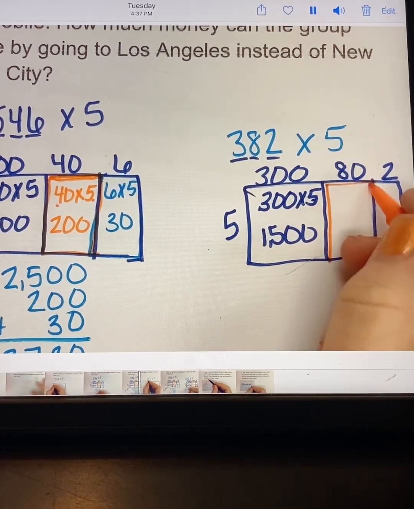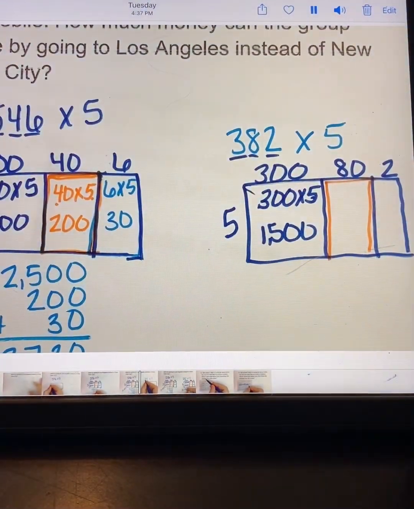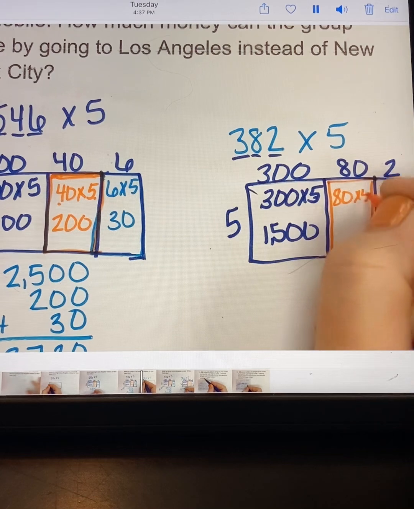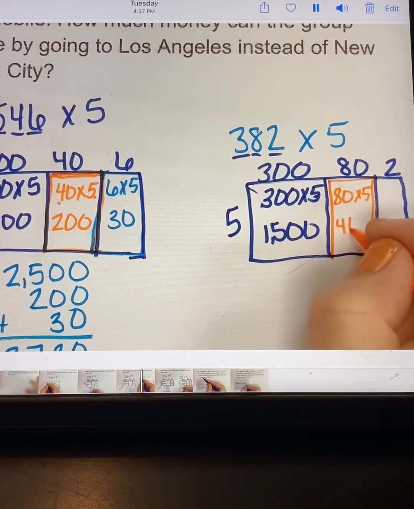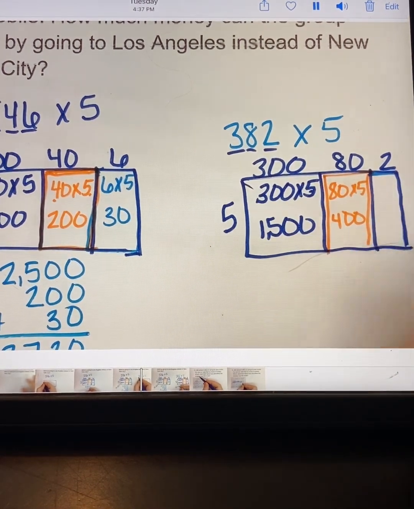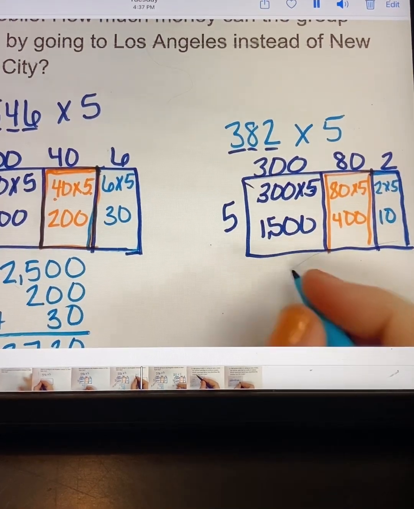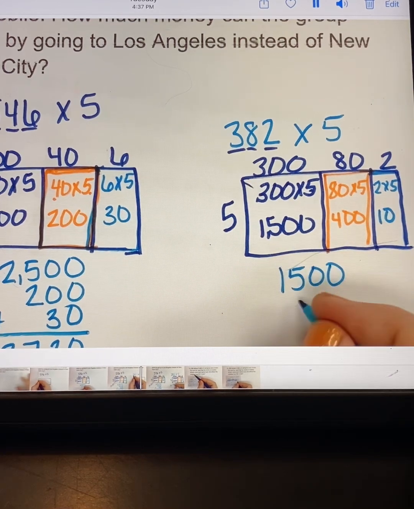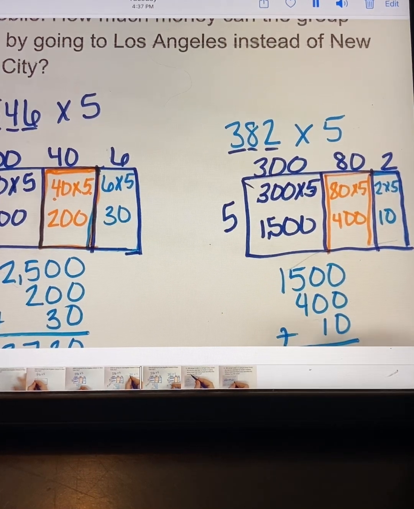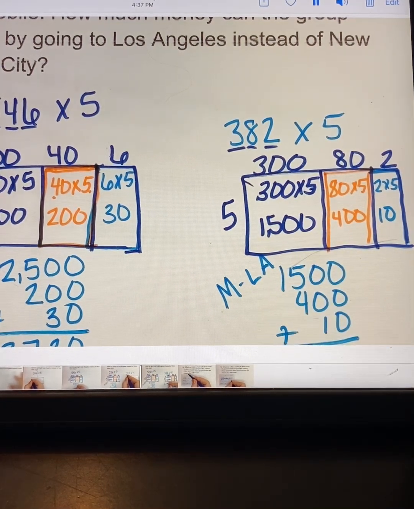For this part of my area model, I have, sorry about that, I'm going to move around, get the light to come back on. Okay. So I have 80 times 5. 8 times 5 is 40, and I have 1 zero, so I'm going to write it down. And then for our last part, we have 2 times 5, which is 10. And then I'm going to add all these up, so I have 1,500, 400, 10. So to go from Mobile to LA, it is $1,910.